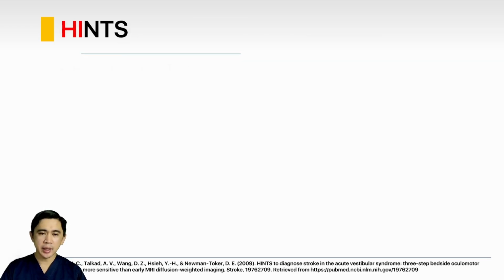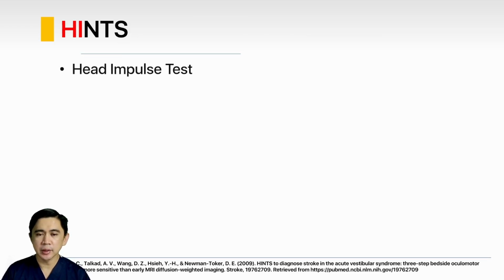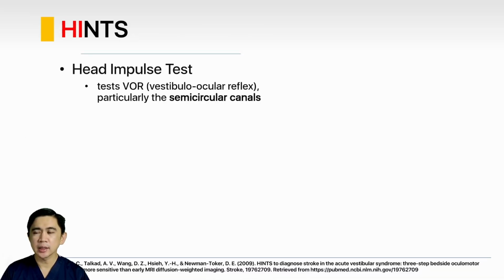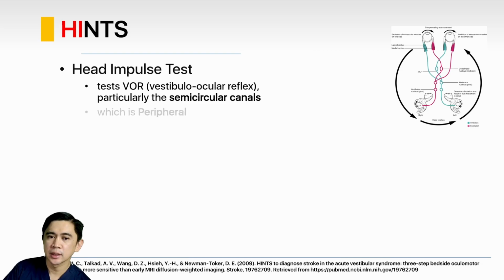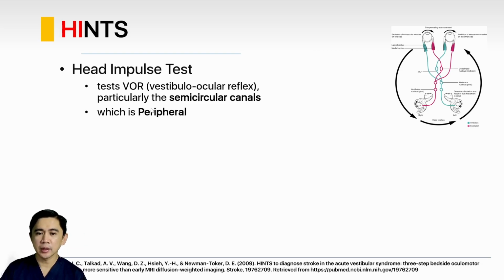So the HI in HINTS stands for head impulse test. The head impulse test tests the vestibulo-ocular reflex or the doll's eye, and the VOR will point to the semicircular canals as we discussed earlier. The head impulse test will test VOR, which will imply problems of the semicircular canals. And the semicircular canals are part of the peripheral vestibular system.